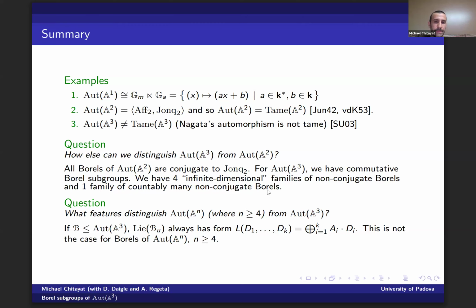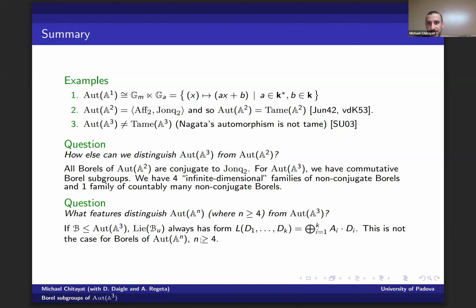And again, our study of Borel subgroups allows us to distinguish between Aut A4 and Aut A3. So if B is a Borel subgroup of Aut A3, then the Lie algebra of the unipotent part always has this very special form. But this is not the case for Borels of Aut An when n is at least 4. And so these are partial answers to these two questions.